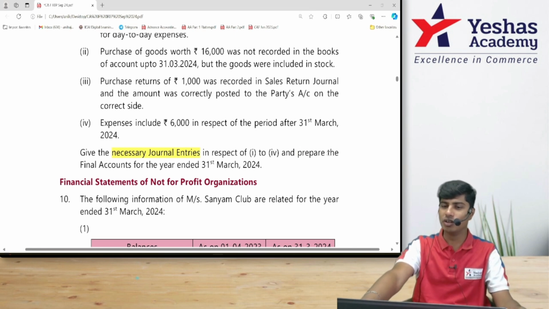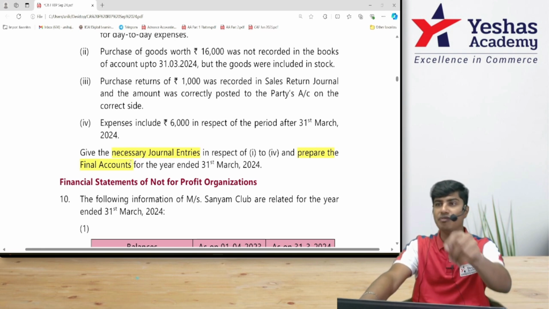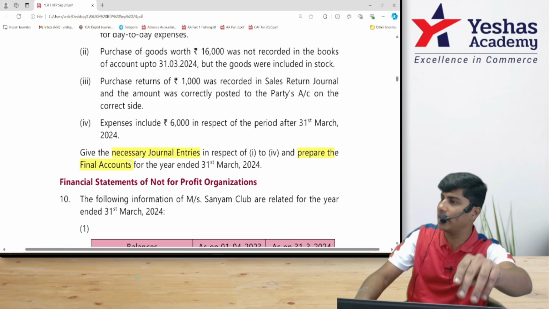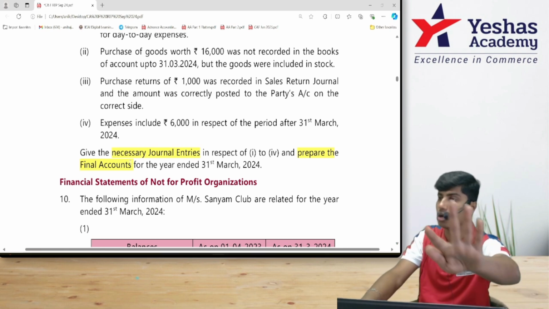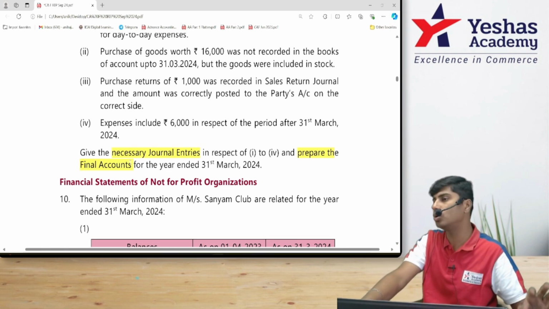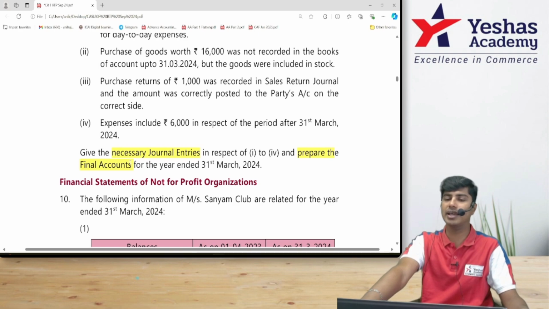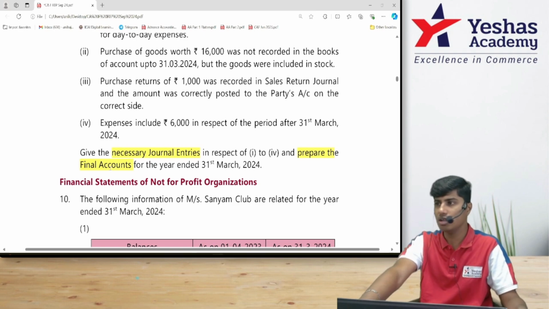And after that, what should we do? We should do the normal thing, prepare final accounts. Final accounts means trading, P&L, balance sheet. If this is a manufacturing entity, we might have to prepare manufacturing account also, which we right now don't know. This has to be done for the year ended 31st of March 2024.